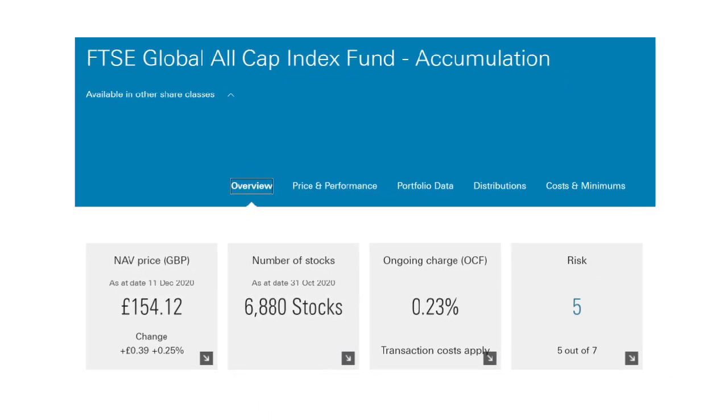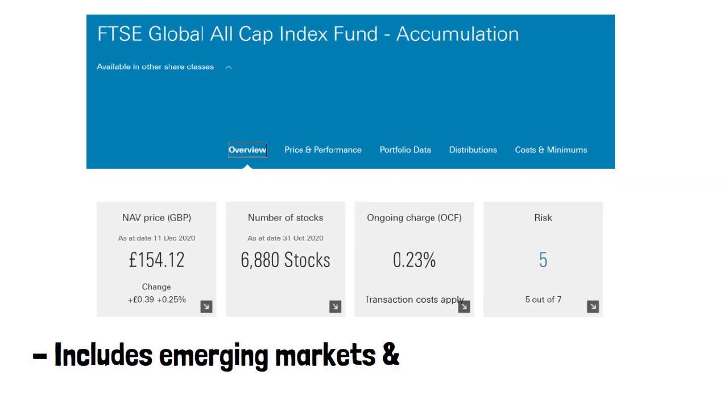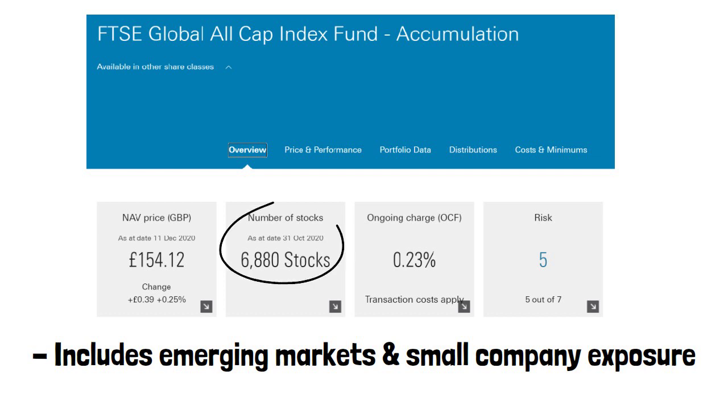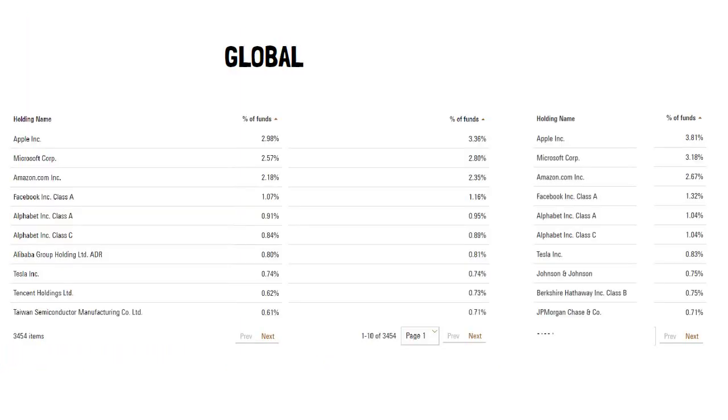The last fund is the FTSE Global All Cap Index Fund. This is the closest to a genuine global equity fund that Vanguard offer, as it includes large, mid and small-sized company shares in both developed and emerging markets. This is the most diversified option, containing around 6,880 stocks, and this benchmark has returned around 191% over the last 10 years, but at the highest cost with an ongoing charge of around 0.23%. As you can see when we look at the underlying top 10 holdings, all three funds are very similar.